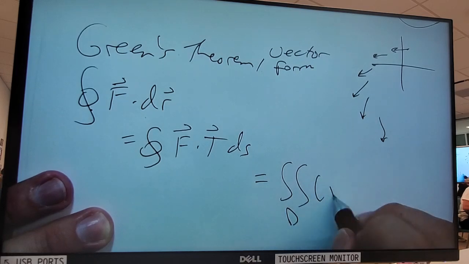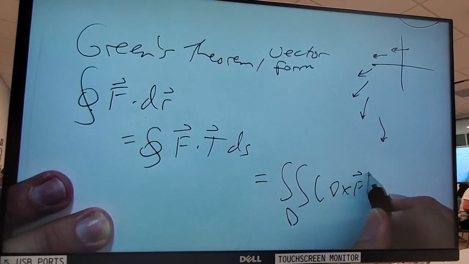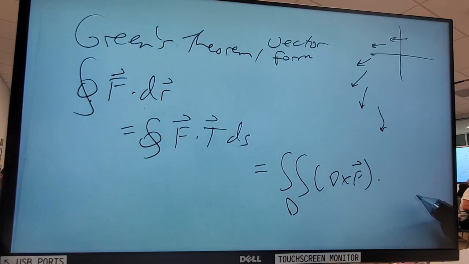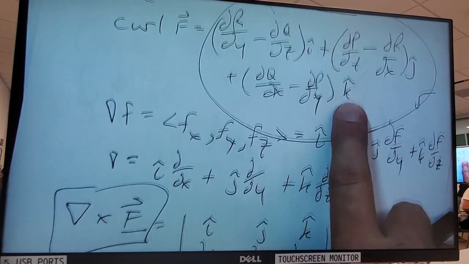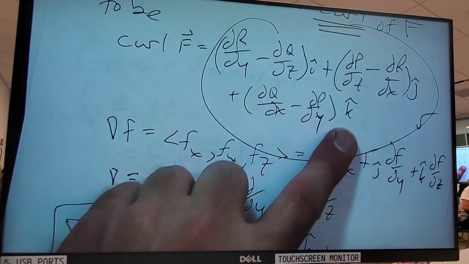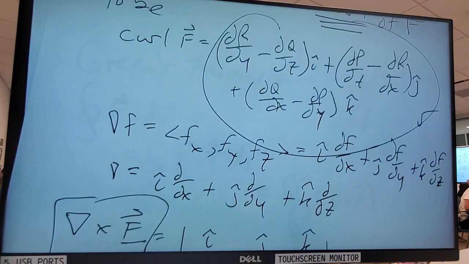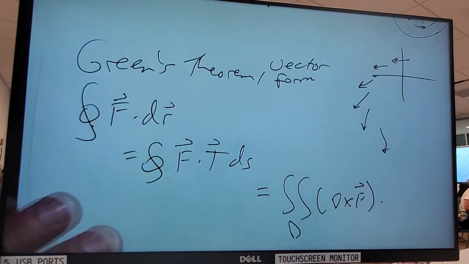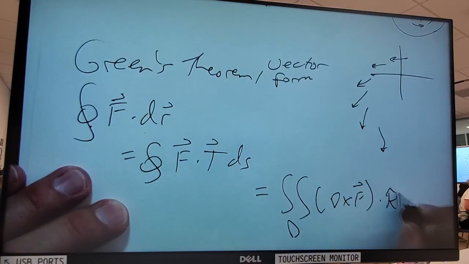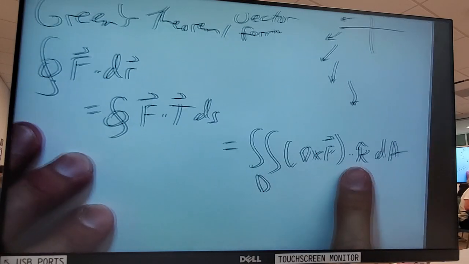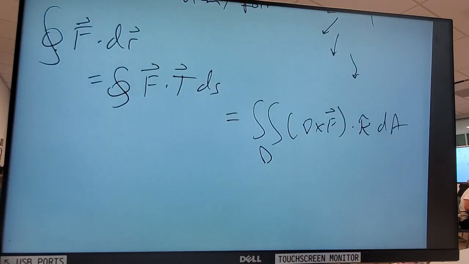So this is what I was saying earlier. If I throw the curl in here, but I dot it with k, you guys noticed earlier that the k component is exactly what was inside a Green's theorem double integral. So if I just take the curl, but I dot it with k, that is another way to represent Green's theorem.